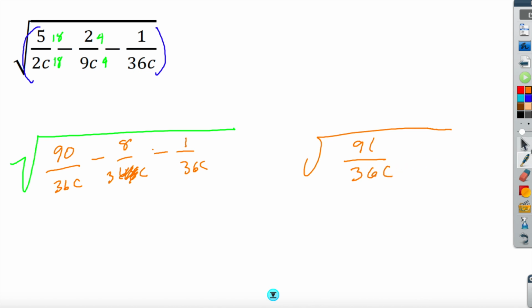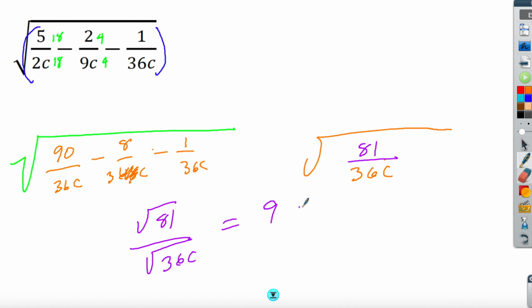Now, remember, you're not done here. What you need to do is you need to take the square root of the numerator, which I made a mistake again. That should have been an 81. So you want to take the square root of 81 all over the square root of 36c. So the square root of 81 is just 9. And the square root of 36, you have to look for the square root, which is 6.